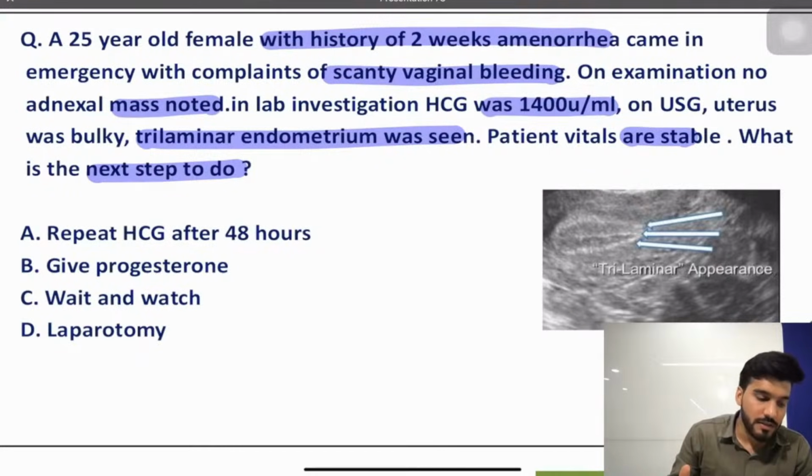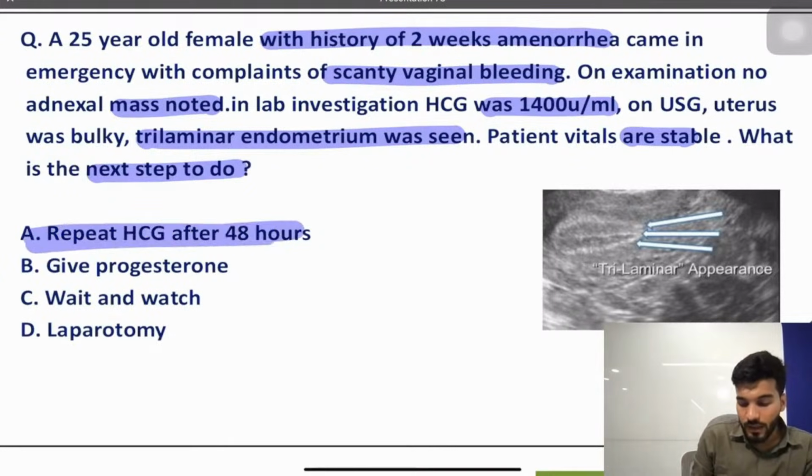So with a particular case you cannot go for wait and watch. You just have to repeat it after 48 hours. Okay, then you will get to know if it is intrauterine, carry on. If it is ectopic, proceed already, and if it is abortion, go accordingly. Is that clear? So repeat HCG after 48 hours.